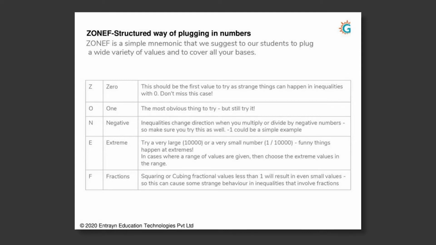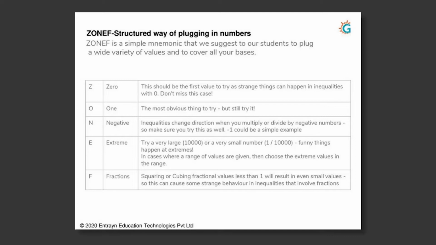So in ZoneF, Z stands for 0. Try plugging in 0. O stands for 1. Try plugging in 1. N stands for negative number. You should be very careful because negative numbers reverse the inequality. This is a very, very important point. When you multiply two sides of an inequality by a negative number, the inequality gets reversed.